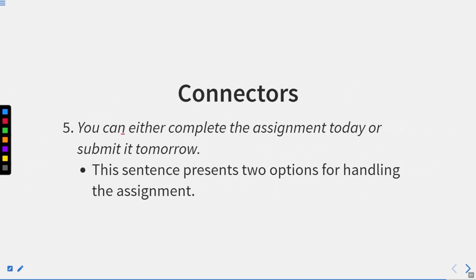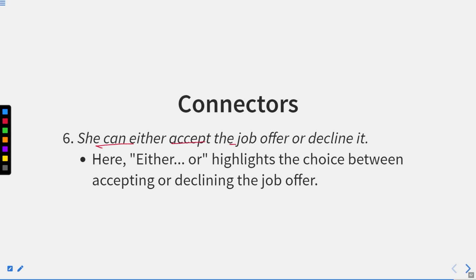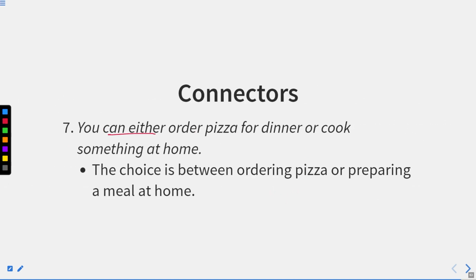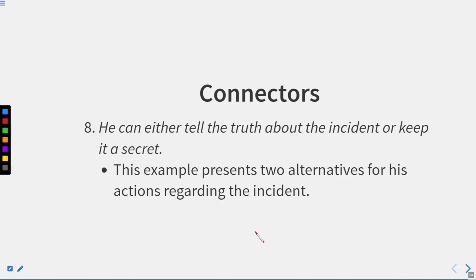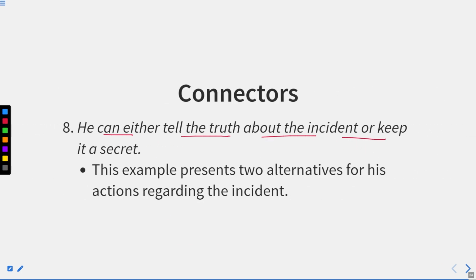You can either complete the assignment today or submit it tomorrow. The sentence presents two options for handling the assignment. She can either accept the job offer or decline it. Here, either or highlights the choice between accepting or declining the job offer. You can either order pizza for dinner or cook something at home. The choice is between ordering pizza or preparing a meal at home. He can either tell the truth about the incident or keep it a secret. This example presents two alternatives for his actions regarding the incident.